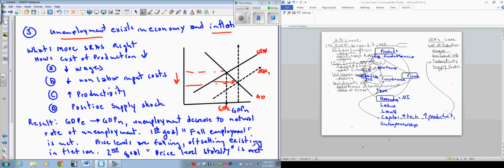Now notice that there's no government involvement, no change in taxes, no change in government spending involved in this, so there's no effect on the budget. So this would be the answer to this particular problem.